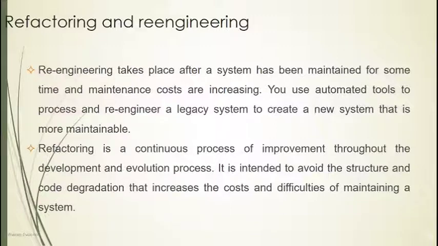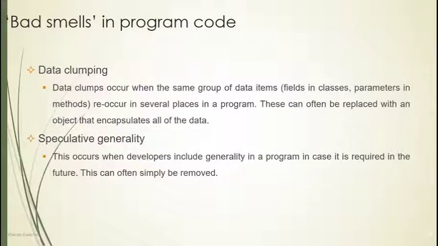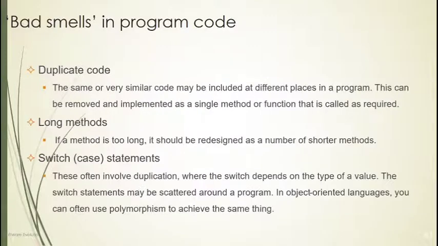Refactoring is a continuous process. It is endless, just a continuous process for improvement of system development and evolution. It is intended to avoid structure and code degradation that increase the cost and difficulty of maintaining a system. For refactoring and re-engineering, there are some examples you can see here: duplicate code, long method, switch case statements, data clumping, speculative generality. We'll see them one by one.